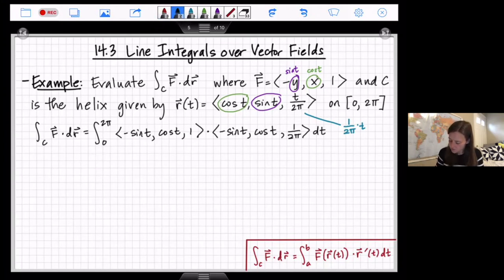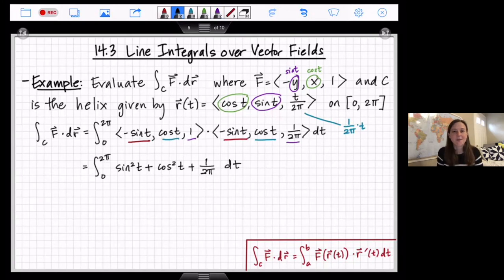All right, so we've got the integral from 0 to 2 pi. And we're going to multiply component-wise. I'm going to multiply x components. Negative sine times negative sine gives me sine squared. Dot product, so I'm adding. I'm going to multiply y components. And I get cosine times cosine. And then multiply z components. 1 times 1 over 2 pi. Adding because it's a dot product, and I get 1 over 2 pi. With my dt at the end.